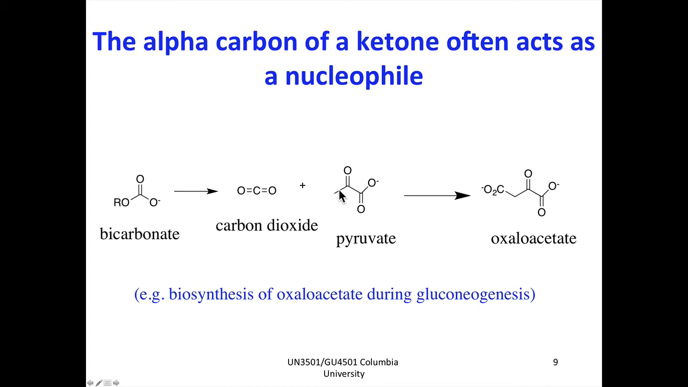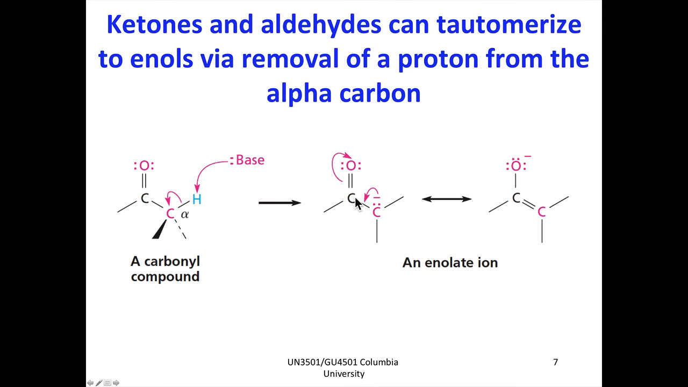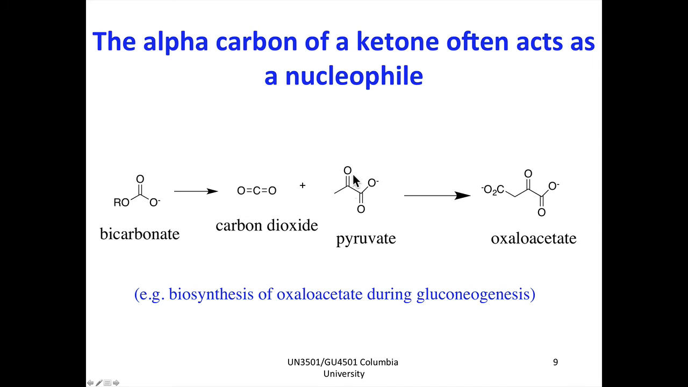If we remove a proton from this alpha carbon, just as we saw here, we make the enolate form. Okay, so that's the enolate. That's the reactive form. The enolate of this pyruvate could then attack an electrophile. For example, it could attack carbon dioxide. This is an example in the biosynthesis of oxaloacetate during gluconeogenesis.